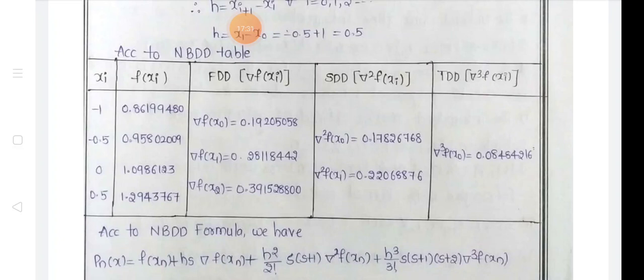0.28118442 minus 0.19205058 divided by 0.5 equals 0.178266768. 0.391528800 minus 0.281184442 divided by 0.5 is equal to 0.2206886. Third divided difference.